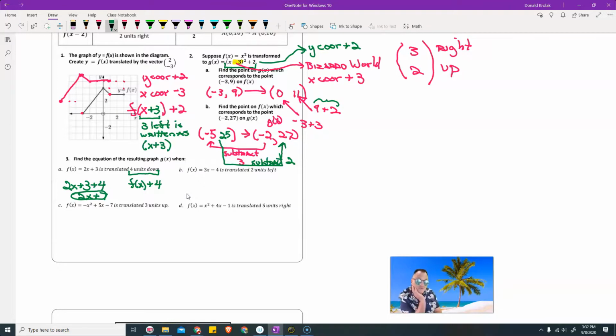Okay, I'll skip to C here because it's an up and down. So now I'm going to take f of x and I'm going to add 3. So I'm going to take this equation and I'm going to add 3. And that's my new equation. We'll call it g of x. This one was 2x plus 7.